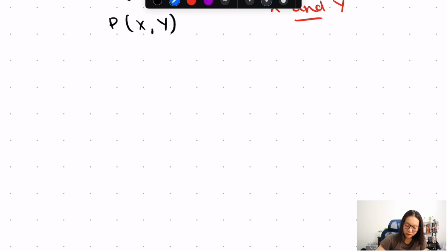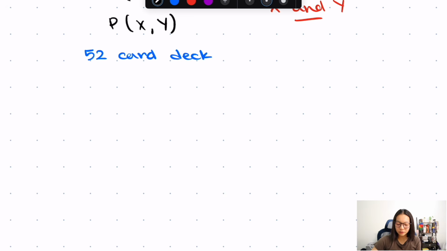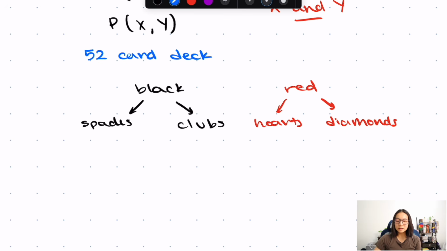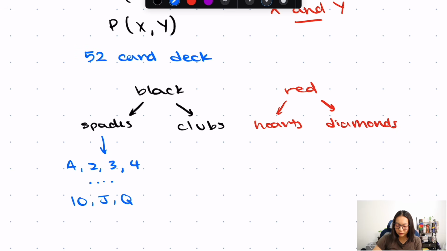Now, I'm going to use a 52 card deck for a lot of my examples. In a 52 card deck, we have two colors: black cards and red cards. Under black, we have spades and clubs, and under red, we have hearts and diamonds. So these are the four different suits. Under each suit, we have 13 different cards: ace, 2, 3, 4, 5, 6, 7, 8, 9, 10, jack, queen, king. There's no 1.